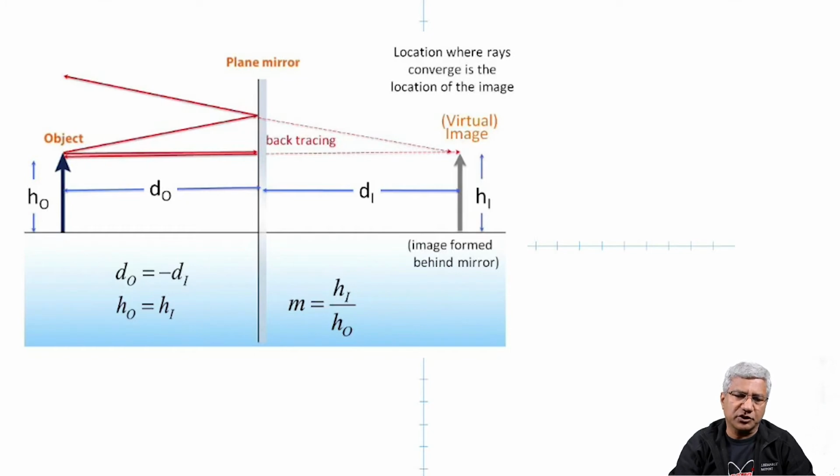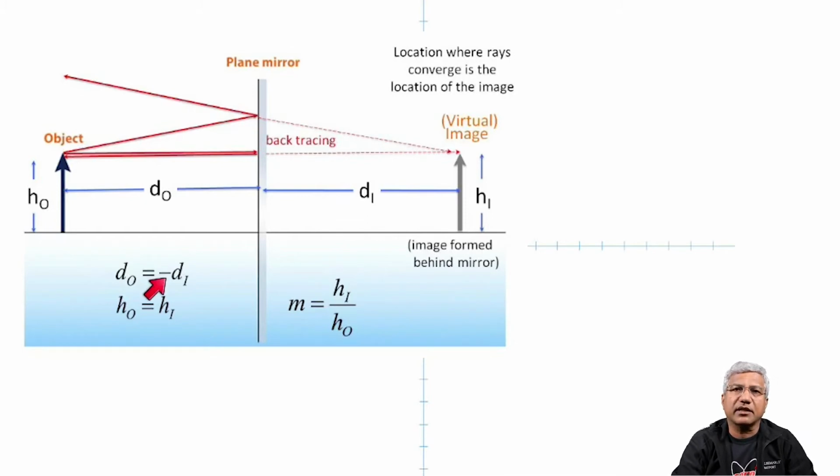So where is the image? You got to extend the reflected rays backwards, 1 and 2, and they appear. You see the word appear? They appear to be coming from that point. So that is the virtual image of the head of the object. So that's how you get it. And then notice that DO, the object distance, is equal to negative DI. Negative DI because it's backwards. So object distance is negative of image distance.